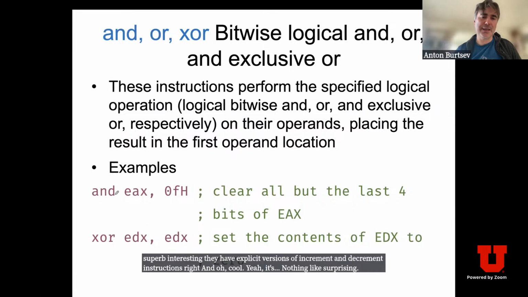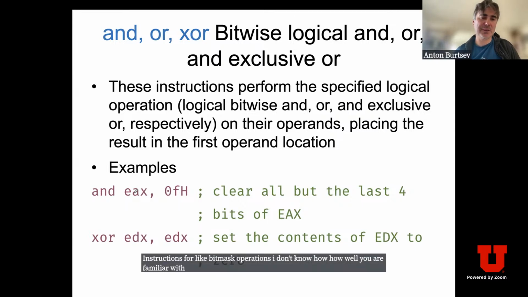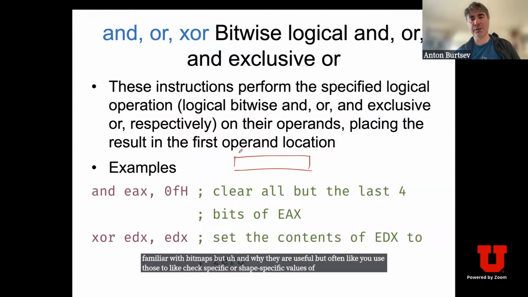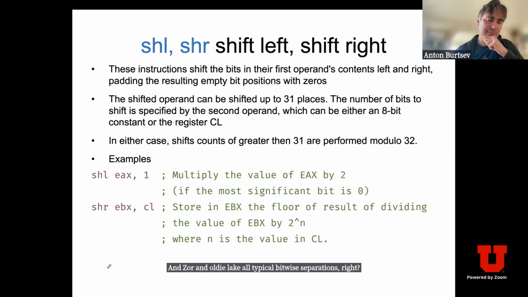Instructions for bitmask operations. I don't know how familiar you are with bitmaps and why they are useful, but often you use those to check or set specific values of control registers. We'll see how x86 uses those. They have AND, XOR, and all the typical bitwise operations, right? So again, shift left, shift right.